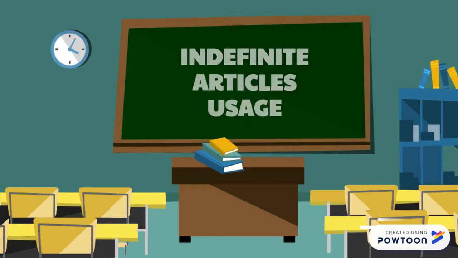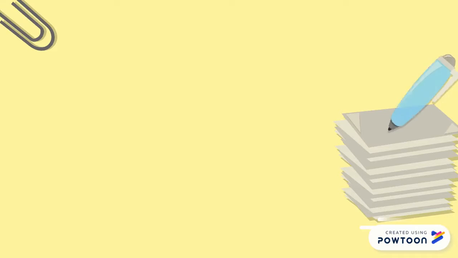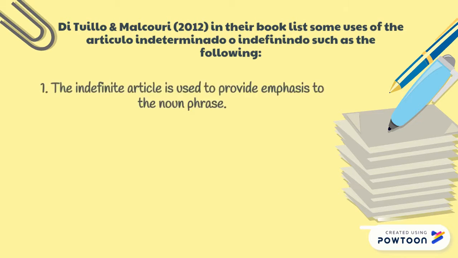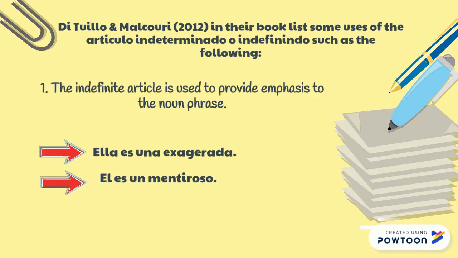Now, let's have a look at the usage of indefinite articles in Spanish. In Spanish, Julián Mercury lists some uses of the artículo indeterminado o indefinido such as the following. The indefinite article is used to provide emphasis to the noun phrase. For example, ella es una exagerada, él es un mentiroso, ellos son unos tontos.